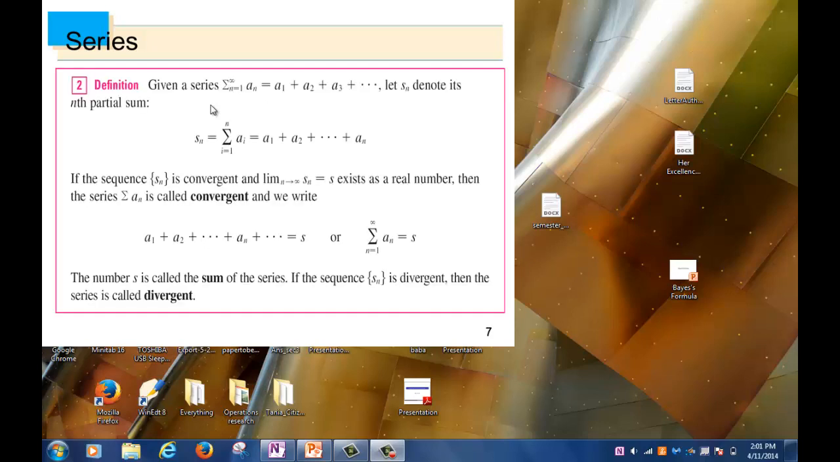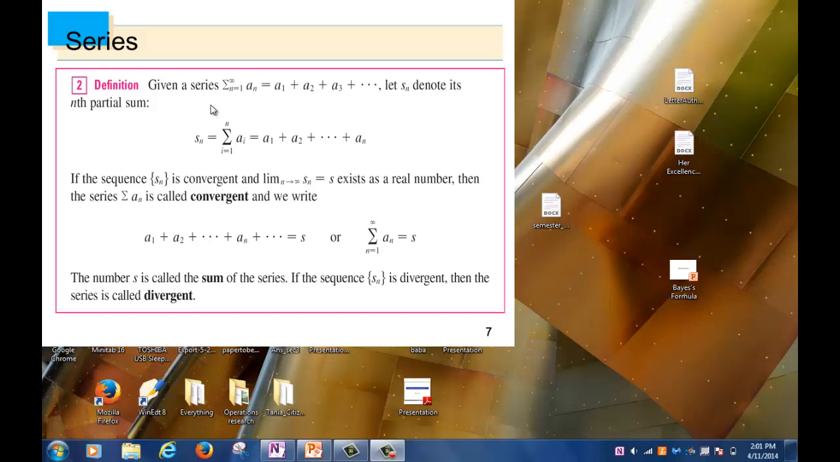So the definition is the following. What do we mean by the sum of a series? Suppose I have a sequence A1, A2, A3, and so on. The corresponding series is A1 plus A2 plus A3 plus dot dot dot. And Sn is the nth partial sum, so Sn is A1 plus A2 plus dot dot dot An. If the sequence of partial sums is convergent and the limit of the partial sums is S, then we say that the series is a convergent series and the sum of the series is S. In other words, the sum of a series is the limit of its partial sums.